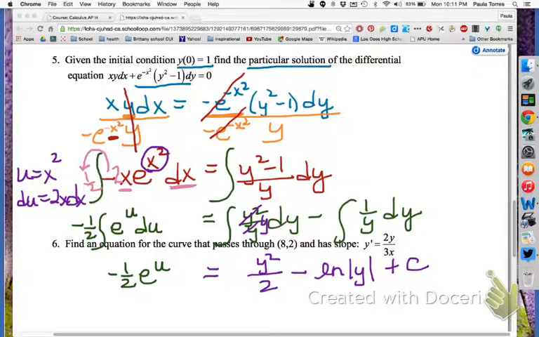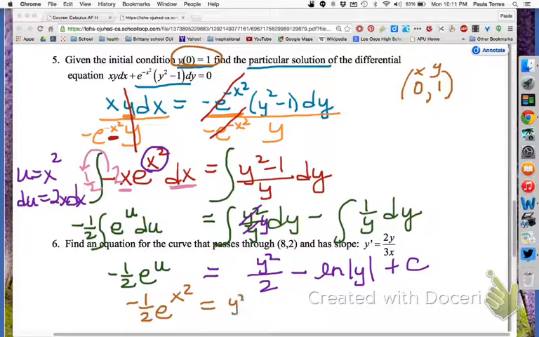And now that I'm done integrating, I'm ready to substitute in my initial condition that says x is 0, and when x is 0, y is 1. So I'll put 0 in for the x's. Oh, oops, I forgot to substitute back in here. This should be negative 1/2 e to the x squared. And I didn't do any u substitution on this side, so it just stays the same.